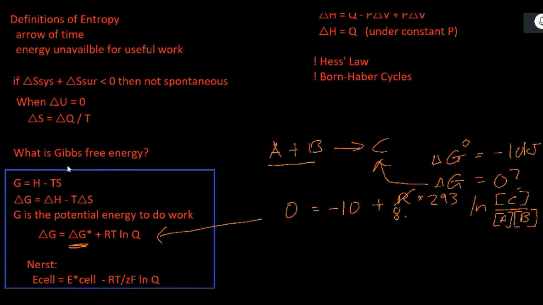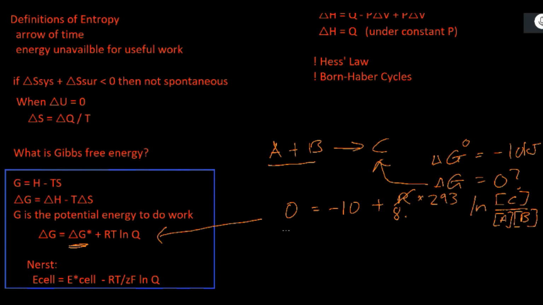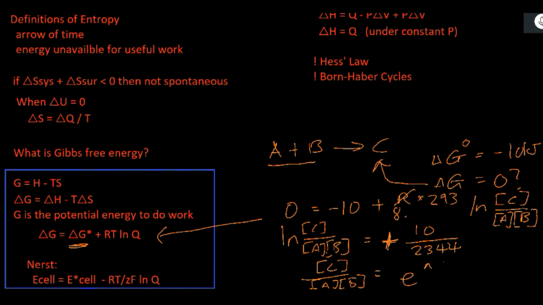I'll just bring up the calculator. We get that amount. We need to divide the whole thing by 2,344. I'm just going to try and do a shortcut. To get rid of ln, we need to power it by e. Okay, there we go. So that's the importance of that equation. It's just dimensional analysis and a little bit of math.